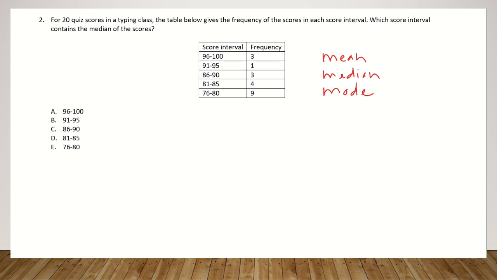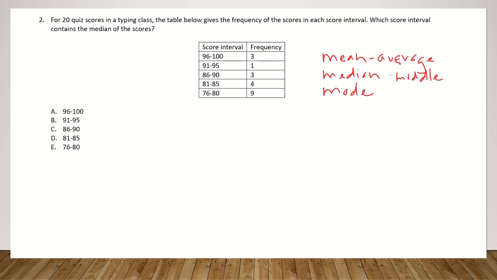Now, there's a memory device that I made up for my students to learn which is which, mean, median, and mode, because they sound similar and it's easy to get confused. So the definitions of these are that the mean is the average. To calculate an average, you add all the numbers together and then divide by how many numbers you have. The median is the middle number.